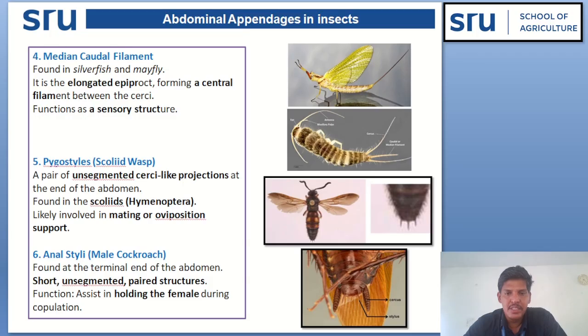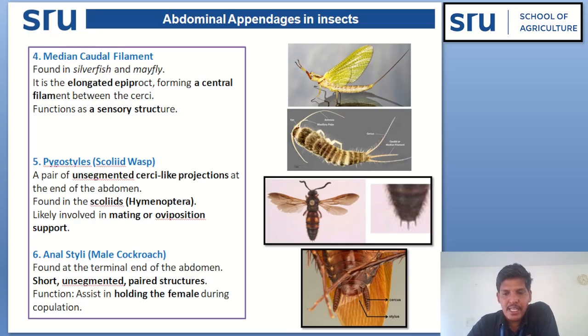Median caudal filament found in silverfish and mayfly. It is the elongated epiproct forming a central filament between the cerci. It also functions as a sensory structure just like cerci.